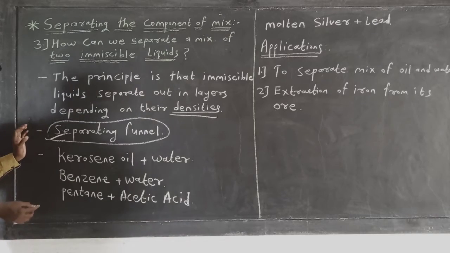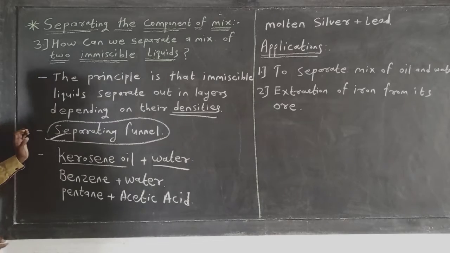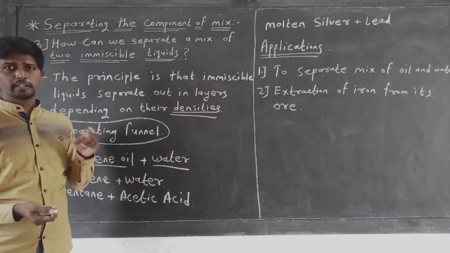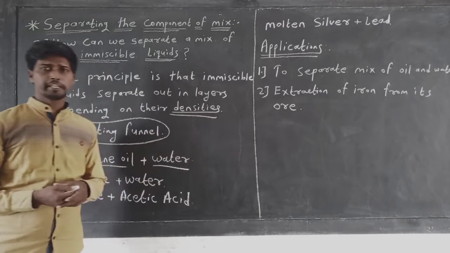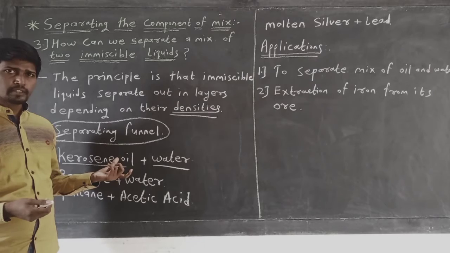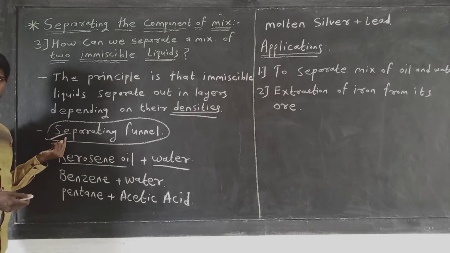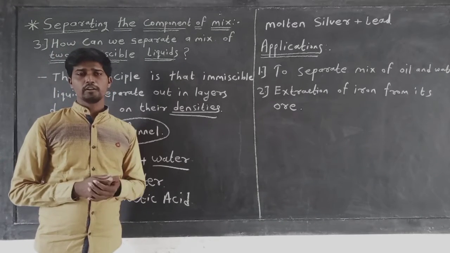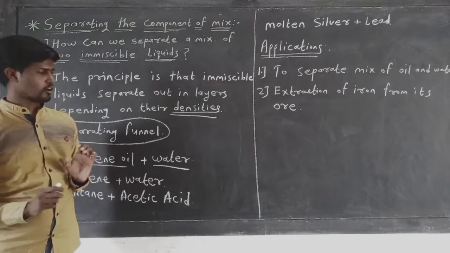For example, you know kerosene oil and water. First take water, then oil, then shake it well and let them mix with each other. Then how is this separated? By using the separating funnel. Then oil is on the upper side and water on the lower side. Why?